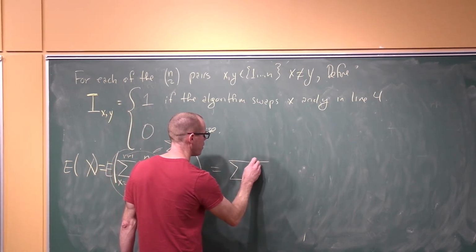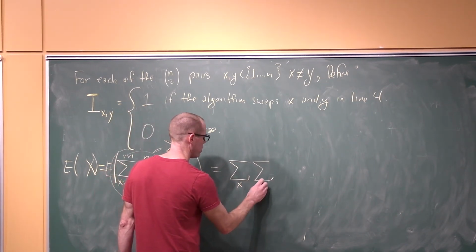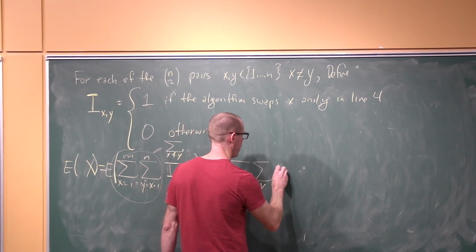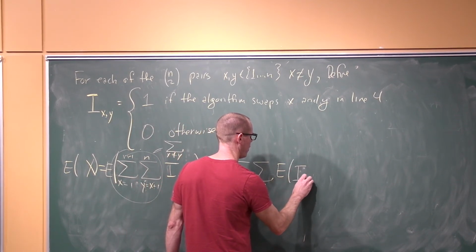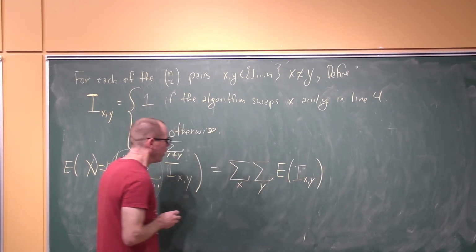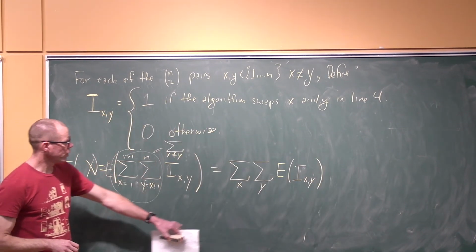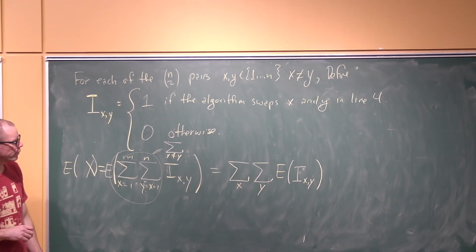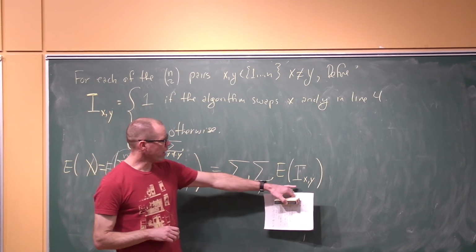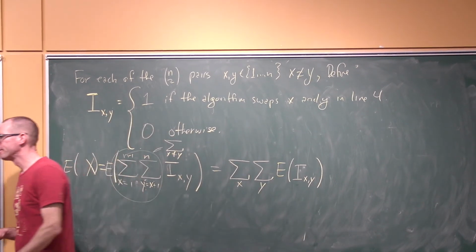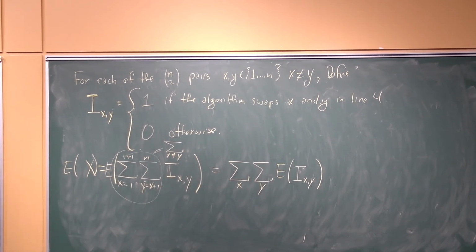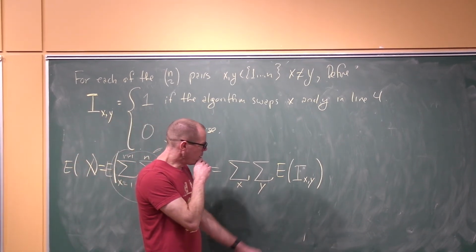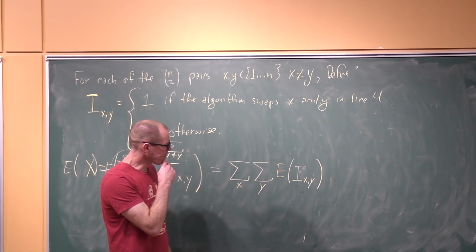We use linearity of expectation. We get this sum with an x, the sum with a y. We get this thing, and this is just shorthand for whatever I've written in here: the expected value of this thing. So now we go back and hope that we defined an indicator random variable that's easy to figure out its expected value.